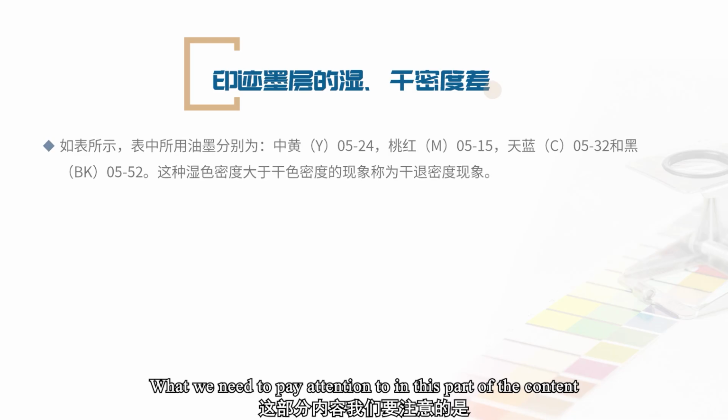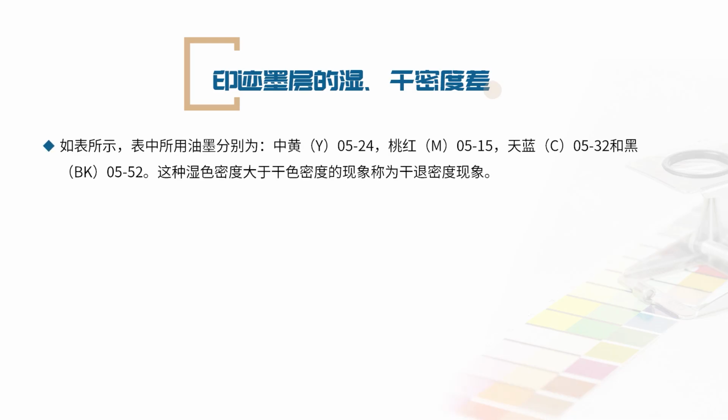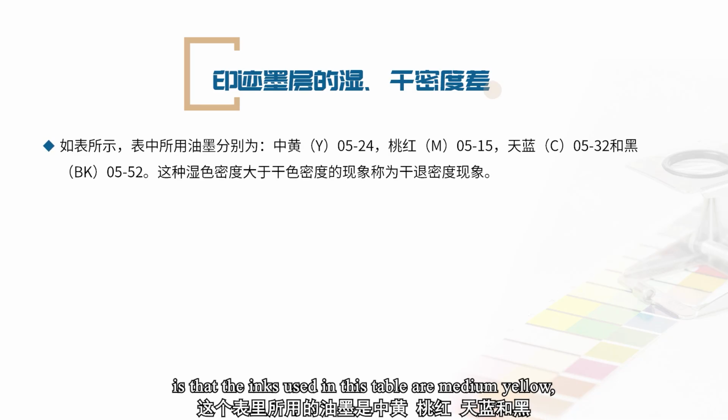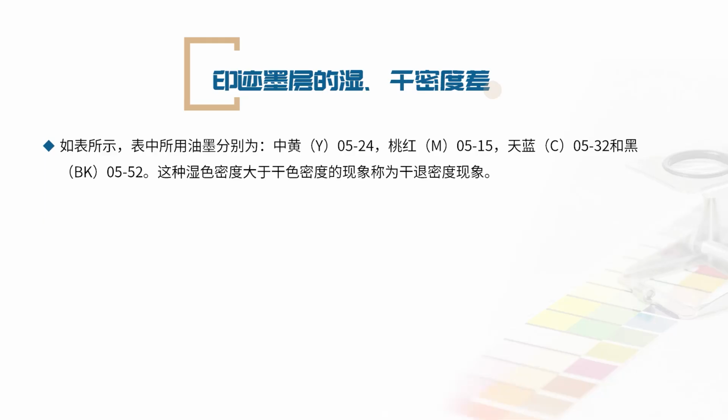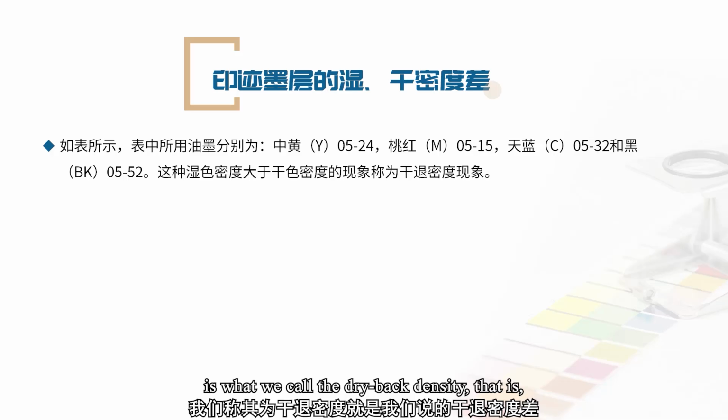What we need to pay attention to in this part of the content is that the inks used in this table are medium yellow, peach red, sky blue, and black. The phenomenon that the wet color density is greater than the dry color density is what we call the dryback density, that is, the dryback density difference.